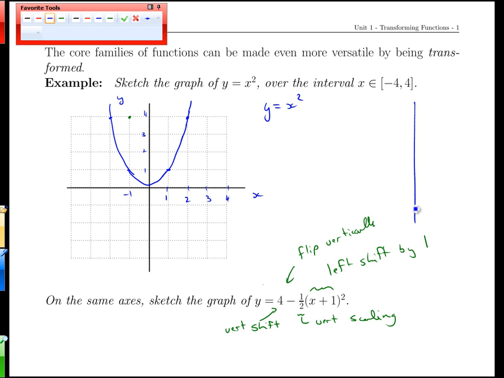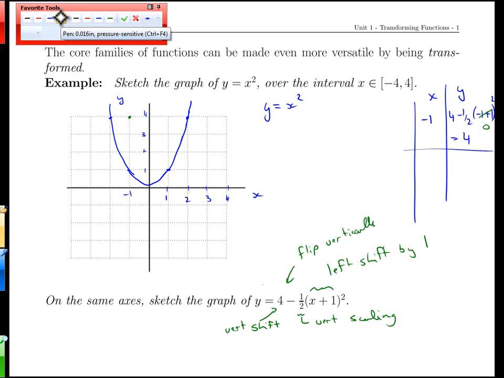Just as a side check, it never hurts to do this, especially if you're a little rusty on transformations. Let's plug in x equals -1 into our function here. We're going to have 4 minus 1/2 times (-1 plus 1) squared. Well, that's 0, and so we're going to end up with the coordinate 4. So absolutely, -1, 4 is one of the points on our graph.